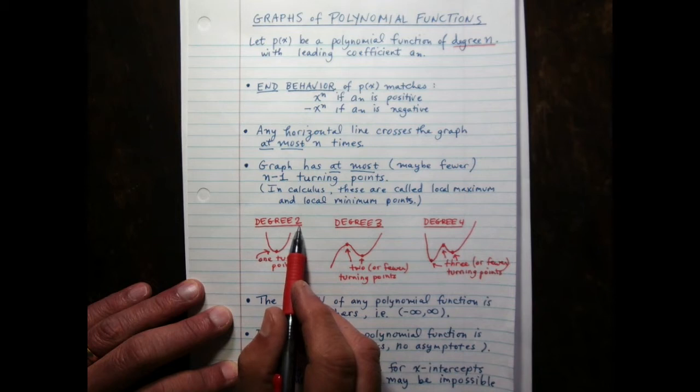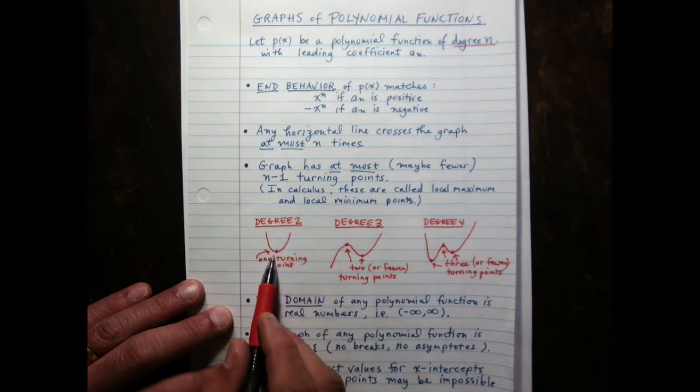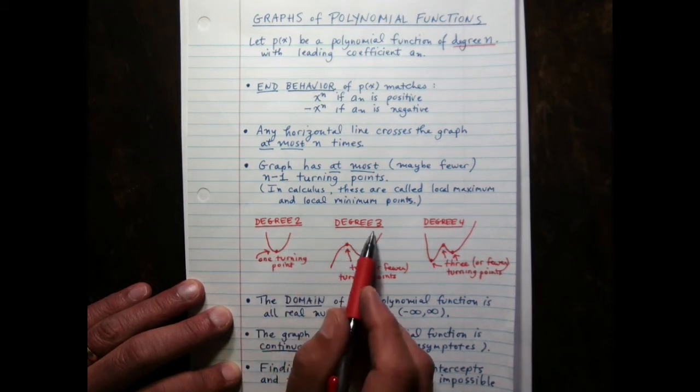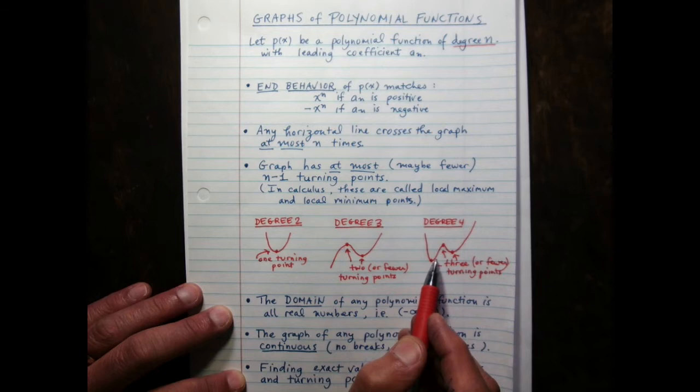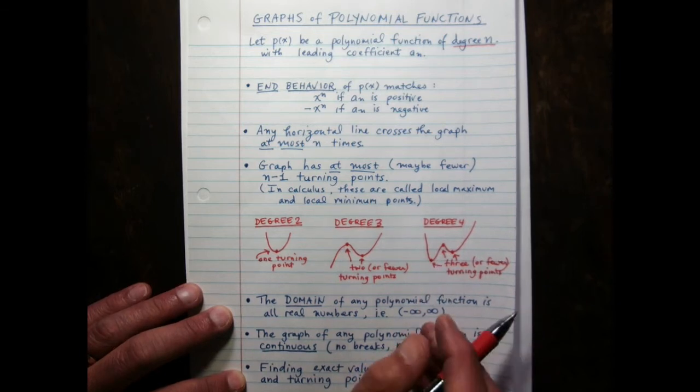So for degree 2, you can have at most one turning point. For degree 3, you can have at most just 2 turning points. For degree 4, you can have at most 3 turning points, maybe fewer.